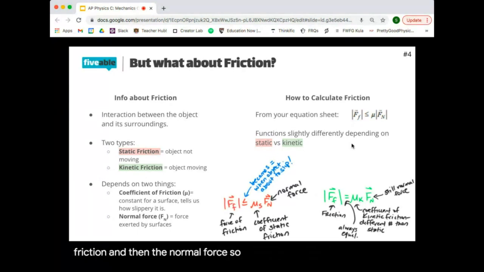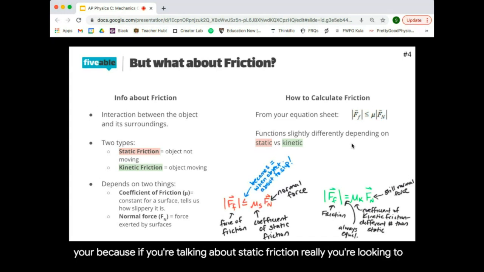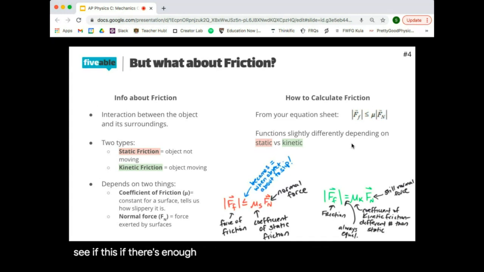I'm saying a lot of things, and even as I'm saying it, I'm like, this is a lot, and it's kind of confusing. The short version is you've got your friction, you've got your coefficient of friction, and you've got your normal force. Almost always, you're going to put an equal sign in the middle there, because if you're talking about static friction, you're looking to see if there's enough static friction to keep it still, or if there's not, then it will start moving, and then you've got kinetic friction. So get the gist of the formula, and then we'll just apply it.